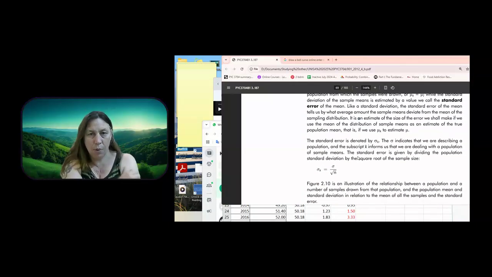Now, how we write the standard error is by saying sigma x bar. Sigma indicates we're describing the population, and the subscript x bar informs us that we're dealing with a population of sample means. So sigma x bar equals sigma over the square root of n.